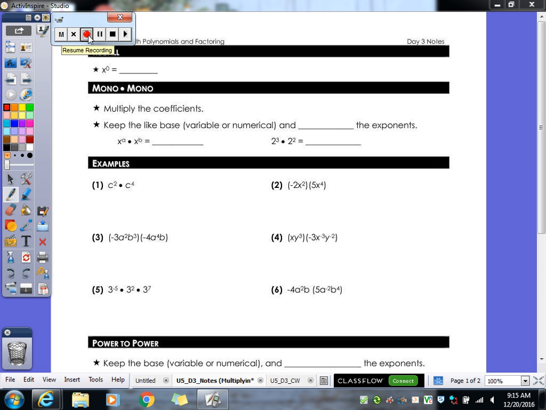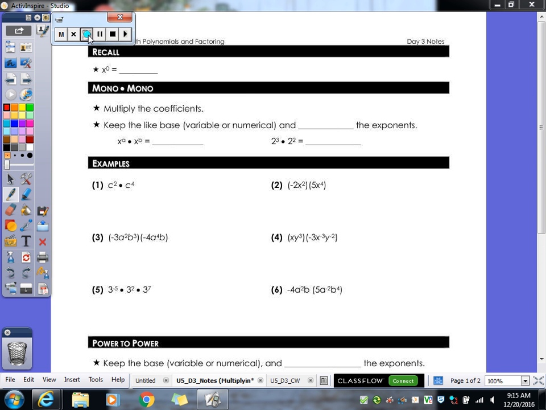Right, so let's take a look at our day 3 notes. What we are working on today is multiplication. Last class you had your whole little classifying thing, your cubic, linear, quartic, your quadratics, going by the number of terms also. So now we're going to go a step ahead and get into multiplying.